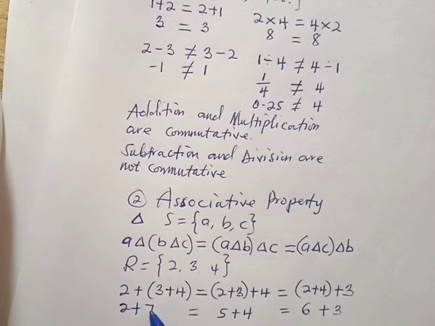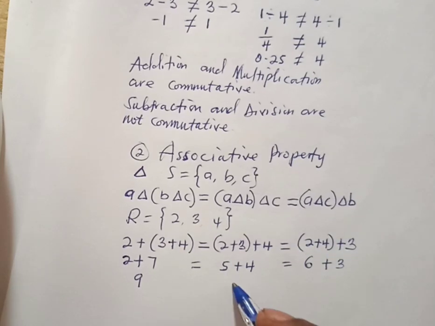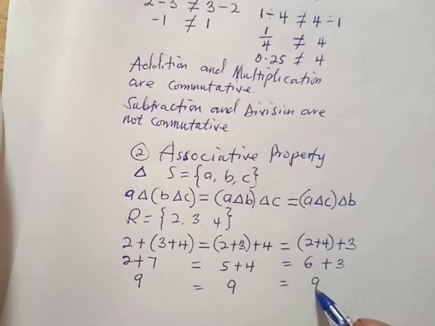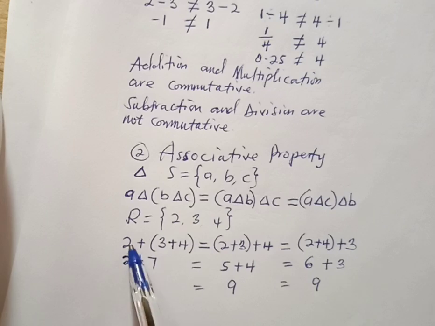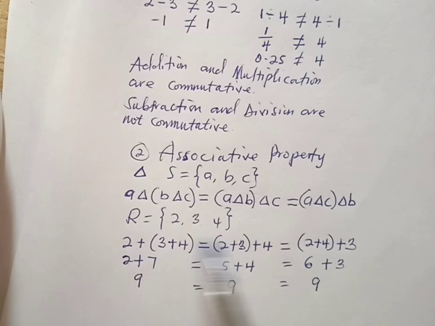So let's add them. 2 plus 7 gives me 9. And 5 plus 4 gives me 9. And 6 plus 3 gives me 9 as well. So since this is true, because here we are getting 9, here is also 9, here is also 9, we can conclude that addition is associative. All right, now let's use multiplication and see if that one will also work.